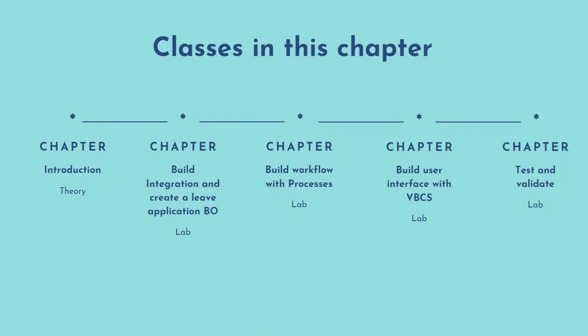In the next class, we will learn how to build a workflow with the help of processes. We will add the logic: as soon as the user applies for a leave, it will go for approval to a manager. The manager can approve, reject, reassign, or ask for more information. Those are the actions the manager, or approver 1, can take.